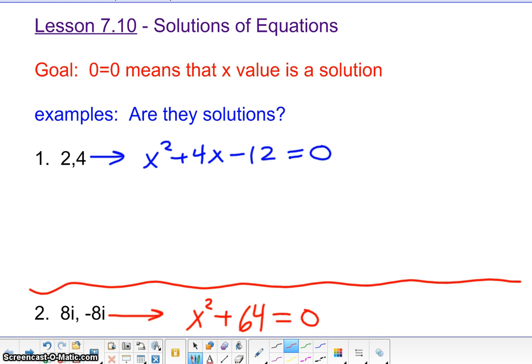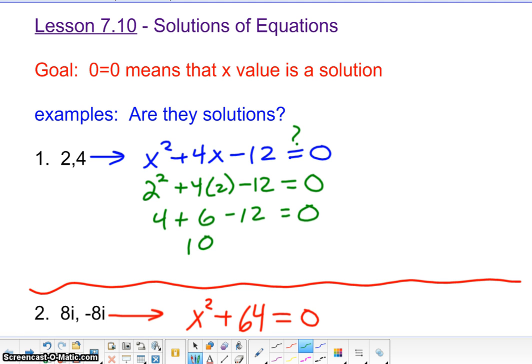Your goal for all of these is to determine if you can get 0 equaling 0, meaning that x value is going to be a solution. So if I can plug 2 into this equation, 2 squared plus 4 times 2 minus 12, and get a 0, then I know it's going to be a solution. After looking at the information, you can see that I multiplied wrong. So that's going to be an 8, and that's going to be a 12, which ends up being 0 equaling 0. So we would say that 2 is a solution for x squared plus 4x minus 12.